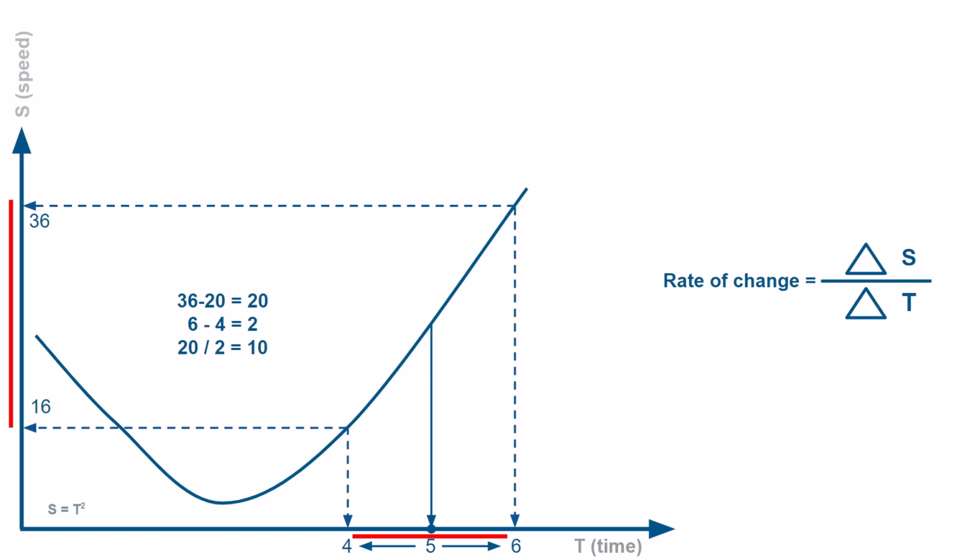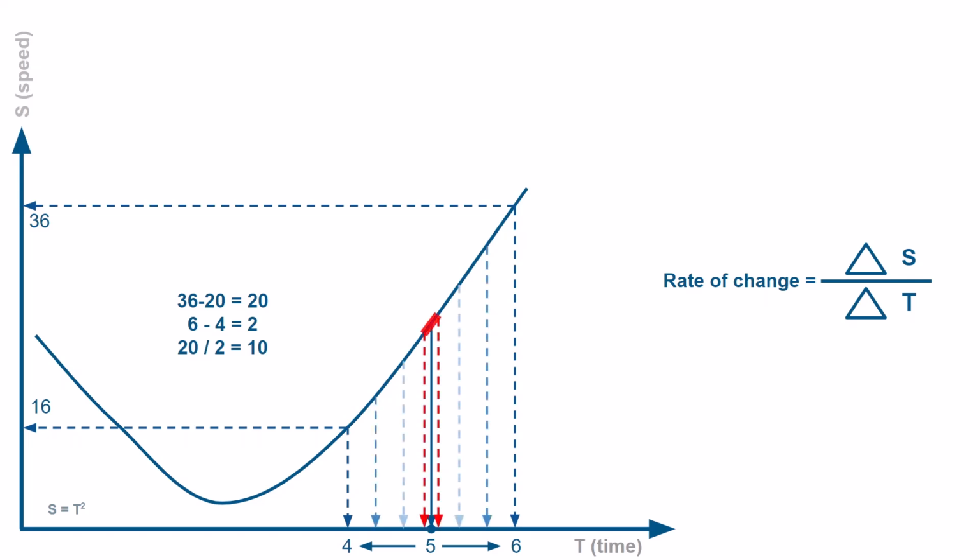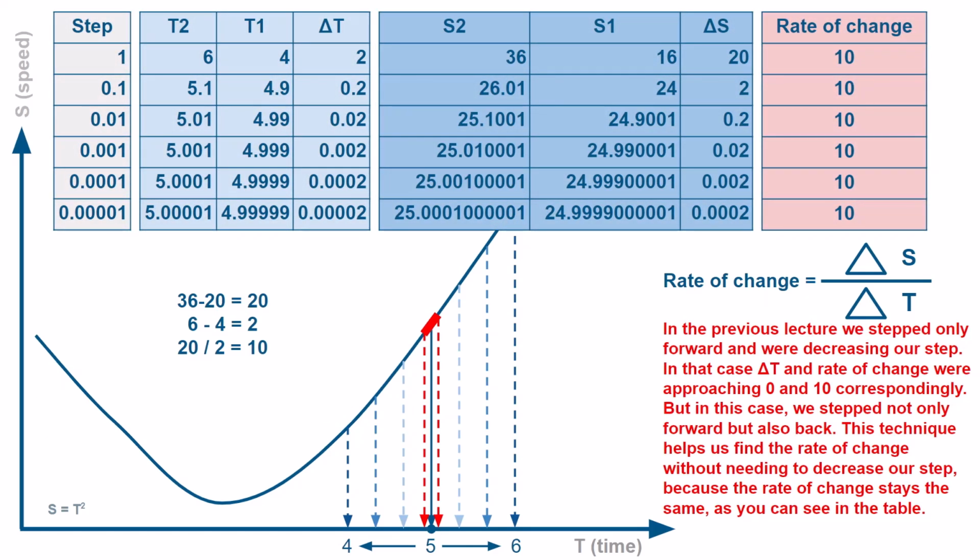We can perform the same calculations again for steps of smaller sizes until reaching almost 0. We will see that as the step approaches 0, which actually means instantaneous rate of change, our rate of change stays the same. You can pause the video and discover the table on your own.